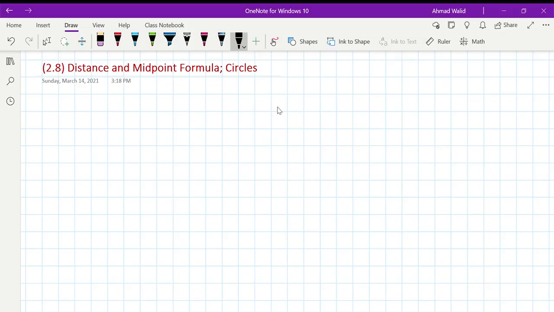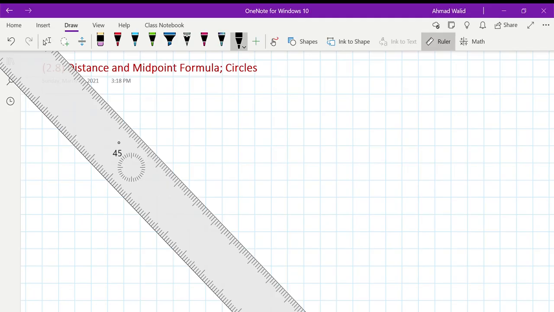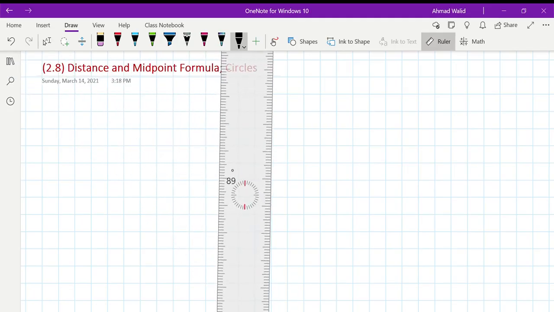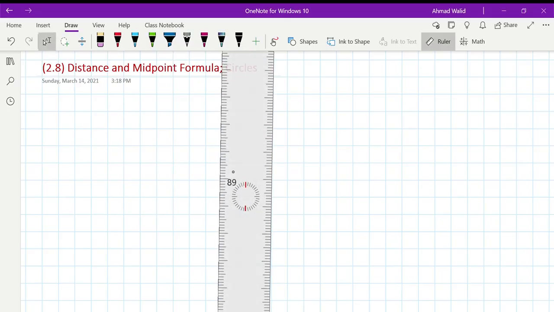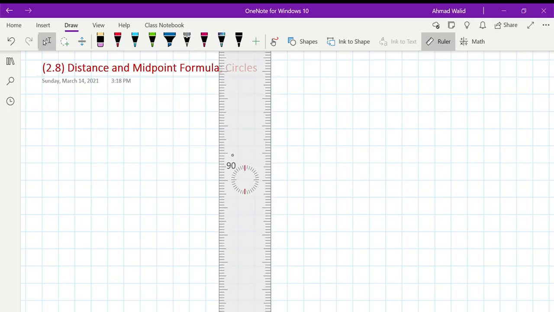To start with distance, what is distance? You want to find the distance between 2 points in a line segment, correct? If you have a line segment, you want to find the distance between 2 points. Let me draw here a little bit good graph, because in this graph, I will explain a lot of things for you, correct?